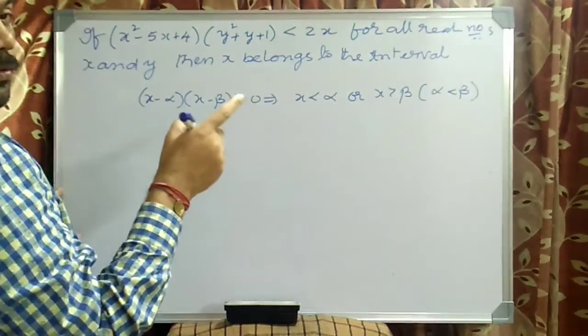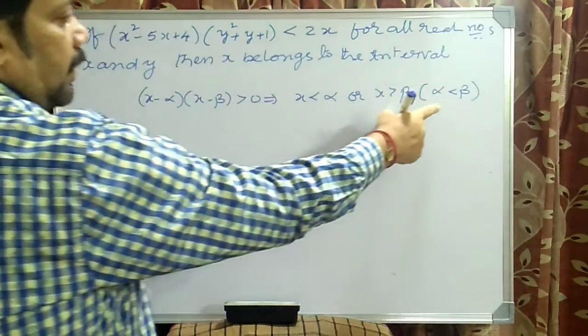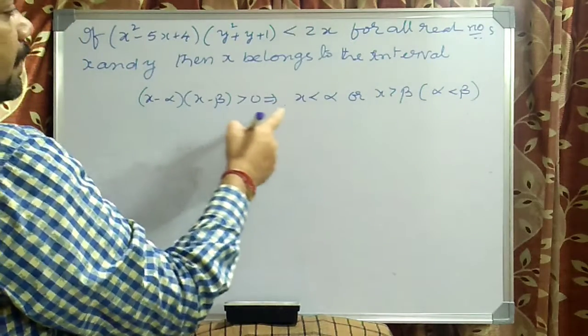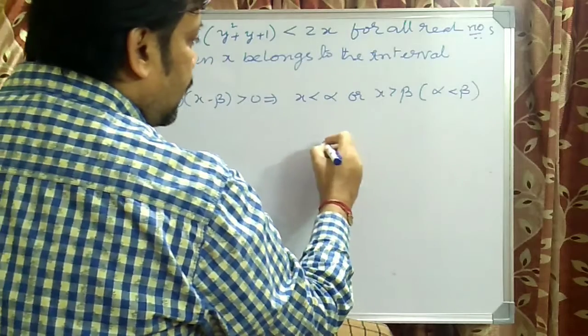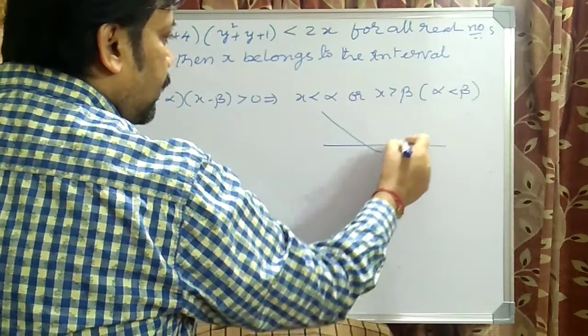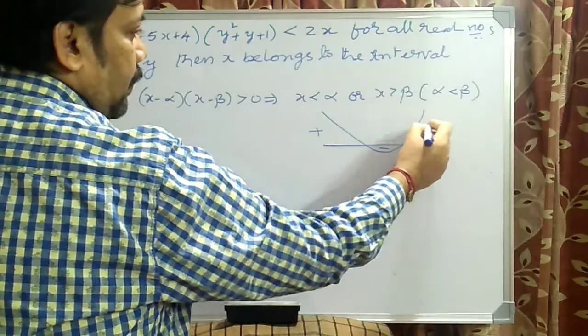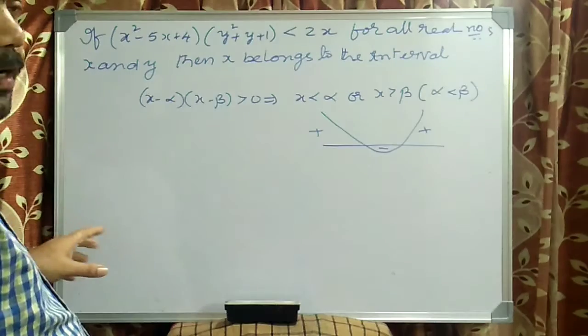Whenever I am having two real roots alpha and beta, where alpha is the smaller root and beta is the larger root, then x will be lying for less than alpha or greater than beta. You can see through the diagram. Here I am having a positive value, here a negative value, and here a positive value.